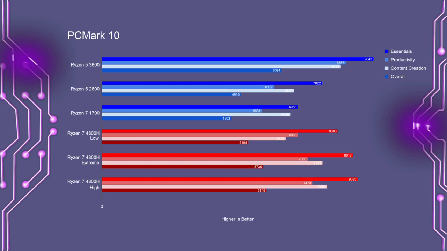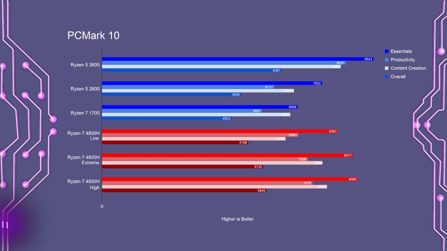In PCMark, again going up against desktop CPUs, all three modes tested of the MSI Bravo have a higher score than both the 1700 and 2600, with both the 1700 and 2600 CPUs being paired with a GTX 1070.